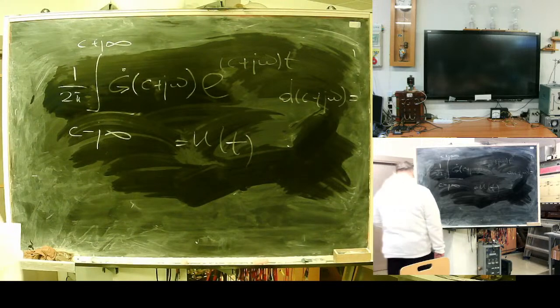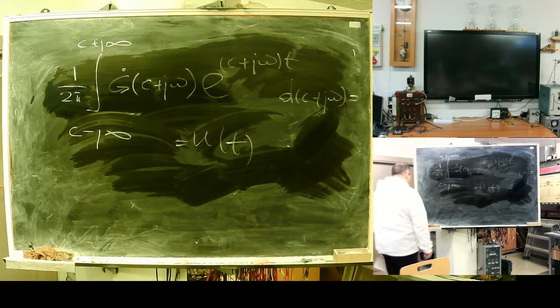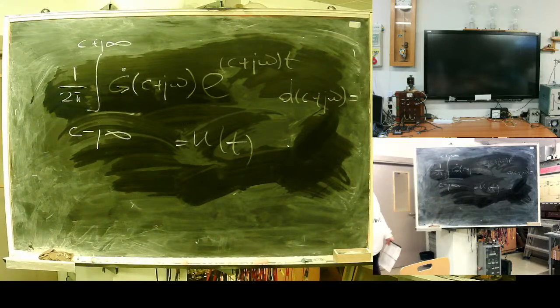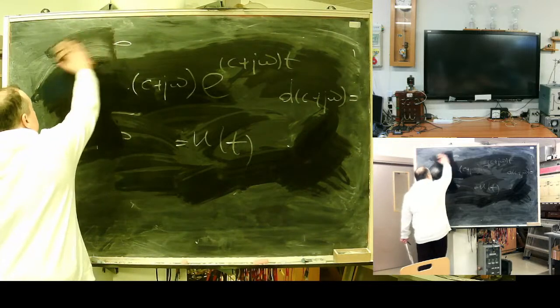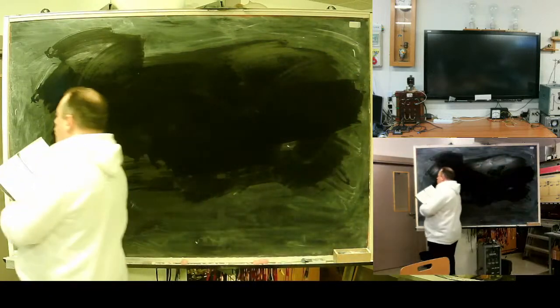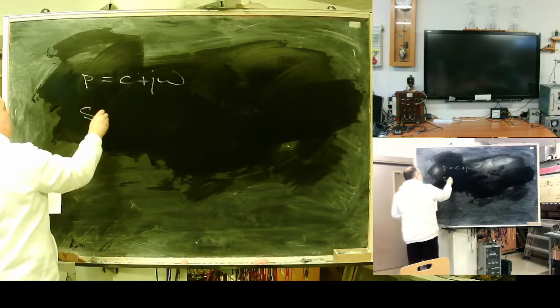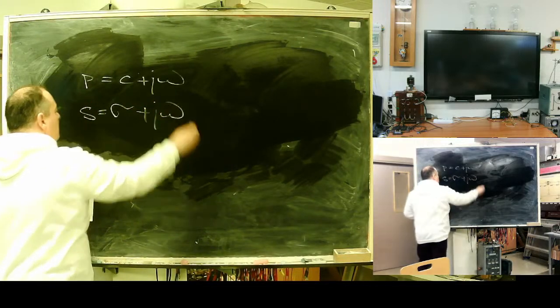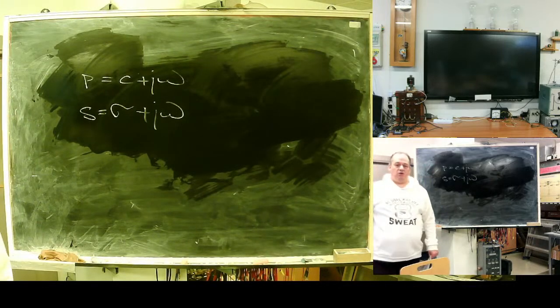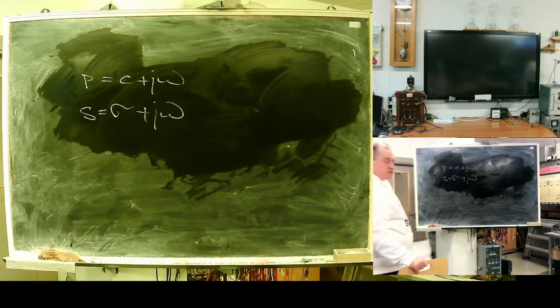Or the so-called Mellin integral. Now, one moment. To simplify notation, a special designation for complex frequency is used: p equals c plus jω, or s equals σ plus jω. There is absolutely no difference. At the moment, two different notations are used for complex frequency. In reality, there is no difference.